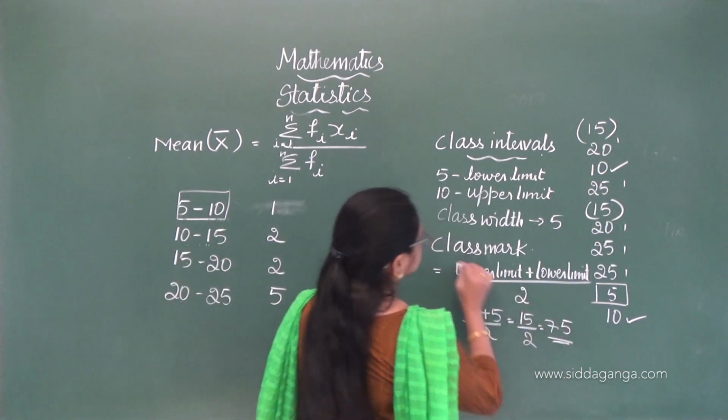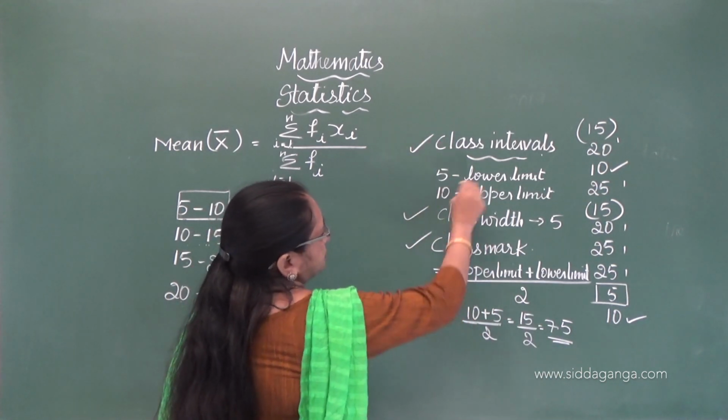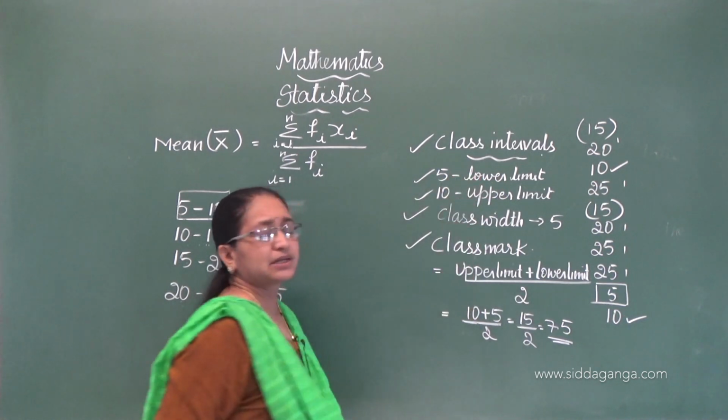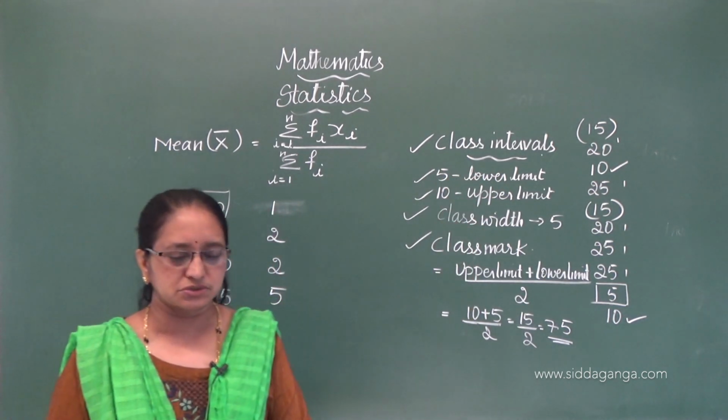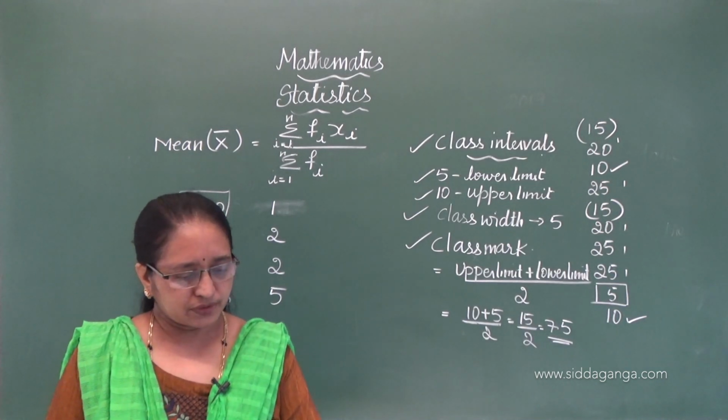I hope you understood the class mark. So class width, class interval, lower limit and upper limit: these are the terms which we are going to use in this chapter. Okay. Fine. Next.